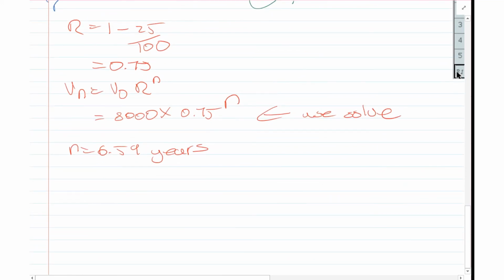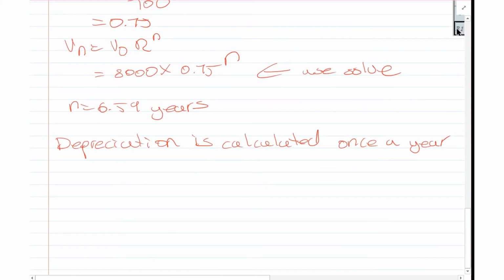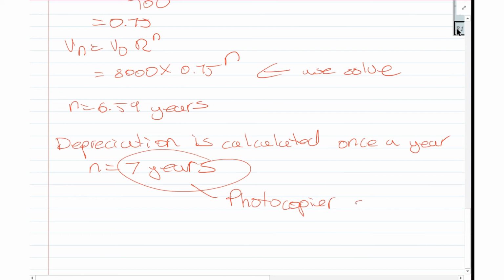Now, depreciation is calculated once a year. So N will equal 7 years. N equals 7 years. So the photocopier reached scrap value after 7 years. And that's reducing balance depreciation.